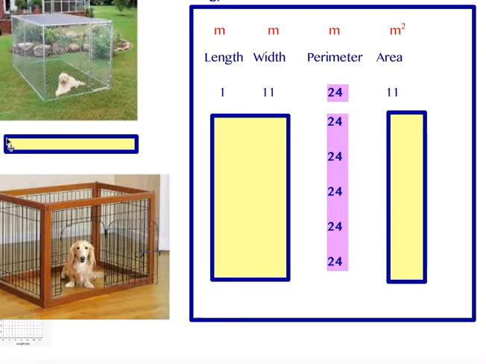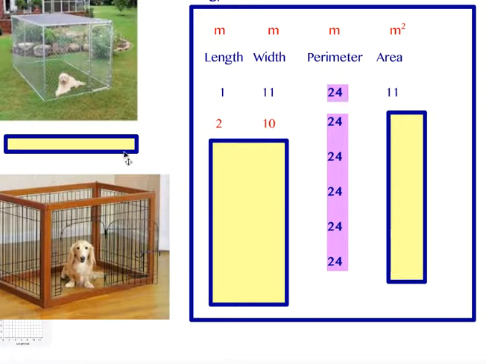So you can see I came up with 11 plus 1. 11 plus 1 is 12. If we double that, we get a perimeter of 24. And then I suggested you go in order here. What if this dimension was 2? This would have to be 10 because 2 plus 10 is 12. Double it and get 24.